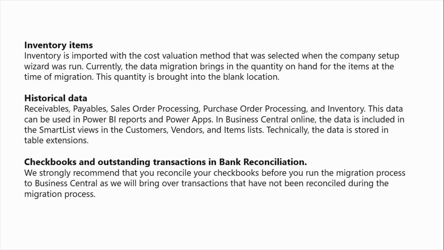Historical data: receivables, payables, sales order processing, purchase order processing, and inventory. This data can be used in Power BI reports and Power Apps. In Business Central Online, the data is included in the SmartList views and in the customers, vendors, and item lists where you'll be able to actually see where this data ended up.